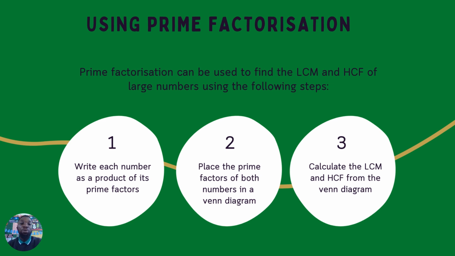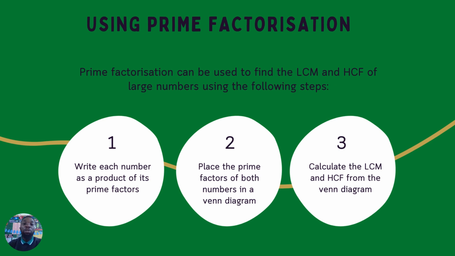If I ask you to find the LCM of 128 and 60, you may not be able to find the multiples of 128. That would be too much for you. So all you have to do is use prime factorization. How do you do that? It involves steps. The first step is to write each number as a product of its prime factors.